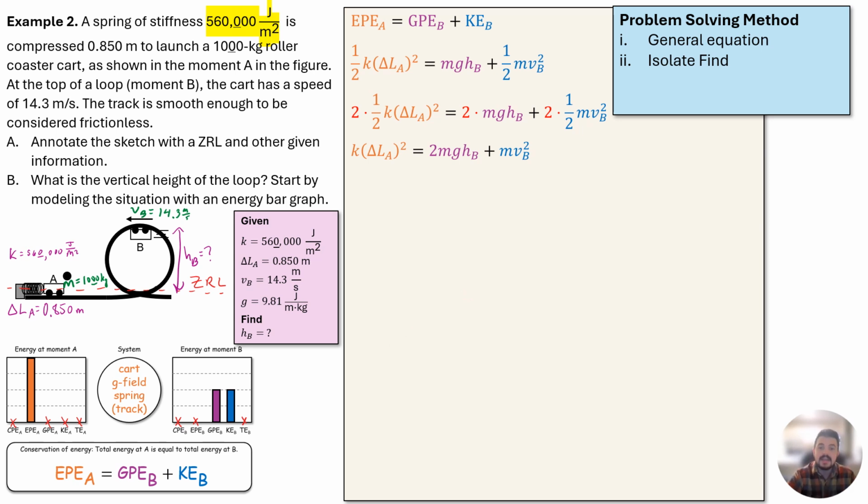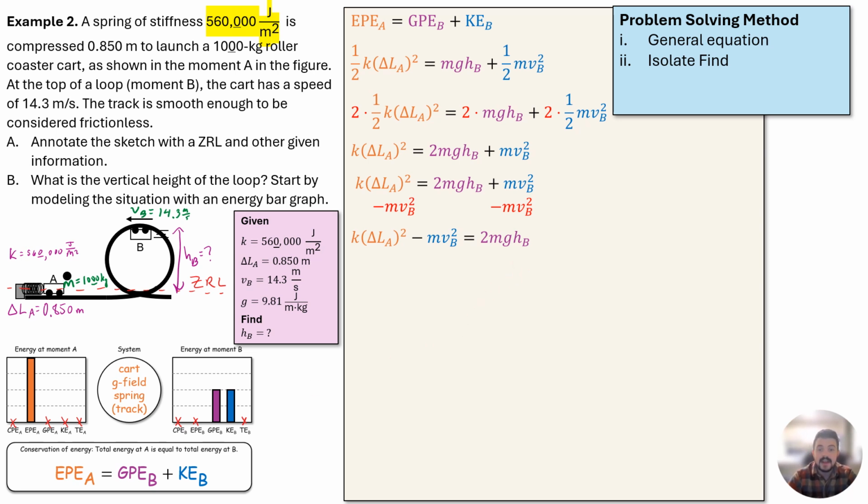So step 1, isolate the group of variables that's all one term with the thing you're trying to find. So if we subtract off MV squared from both sides of the equal sign, plus MV squared minus MV squared will add to 0, and we're left with just minus MV squared on the other side of the equal sign. Something like that. K times the distortion squared minus mass times speed squared equals 2 times the mass times the gravitational field strength times the height at B. And now I've isolated the purple group of variables that has my find. And so that was step 1.